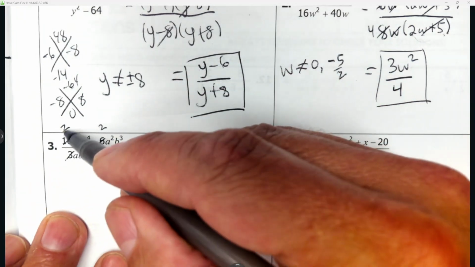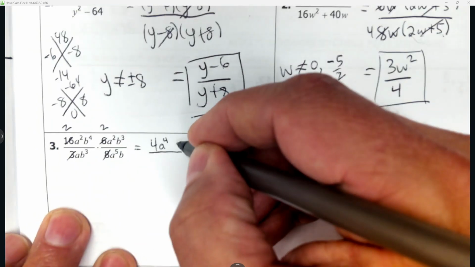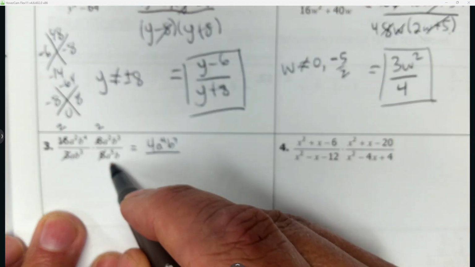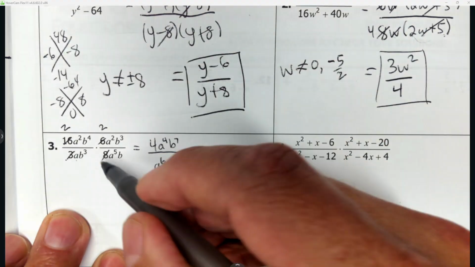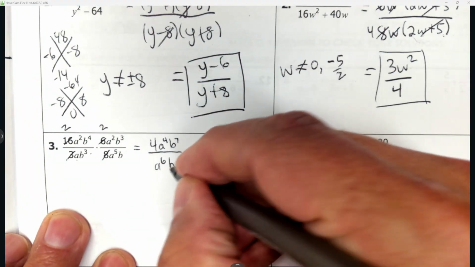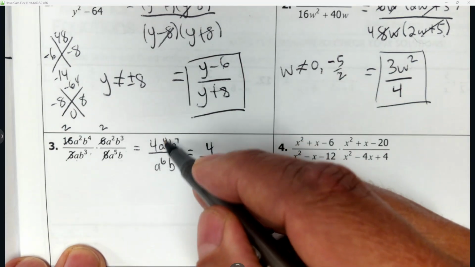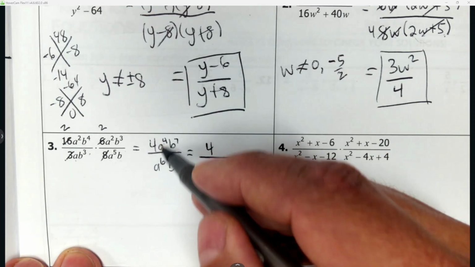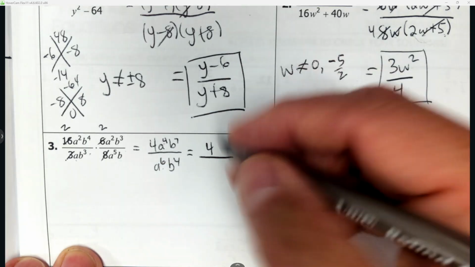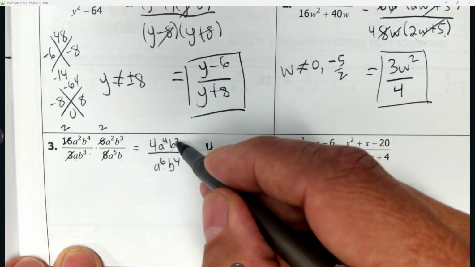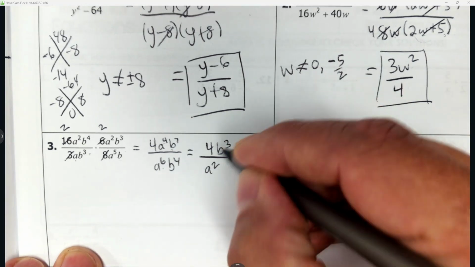You don't have to do it this way. So 2 times 2 is 4. And then when I multiply, I'm going to add the exponents. So I'm going to add, so that's the exponent 4, and add, that's the exponent 7. In the denominator, again, I'm going to multiply, so that's a to the 6. And then 3 and 1, that's b to the 4. So I have a 4 on top. Now if I look at the A's, the easiest way I think of this is how many more A's do you have in the denominator? So I have 2 more, so that's a squared. How many more B's do you have in the numerator? So you have 7 here and 4 here, so you have 3 more in the numerator, and you simplified it.